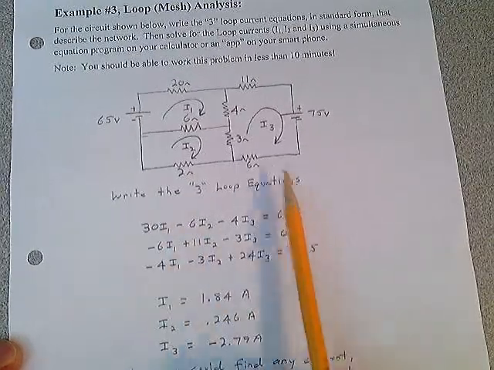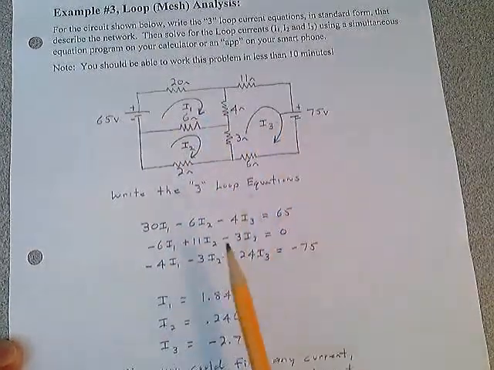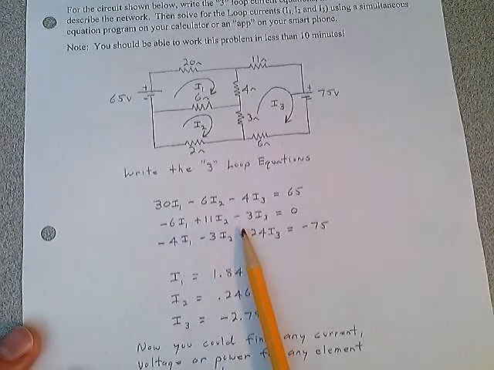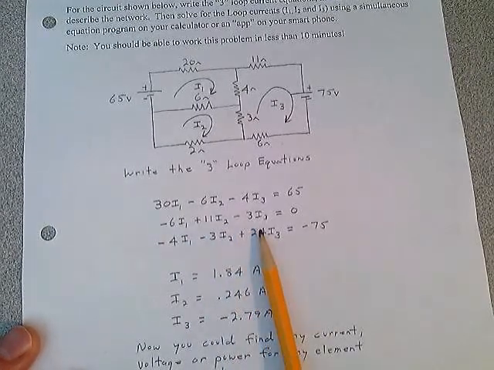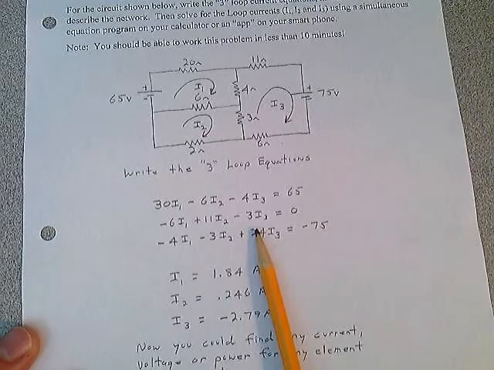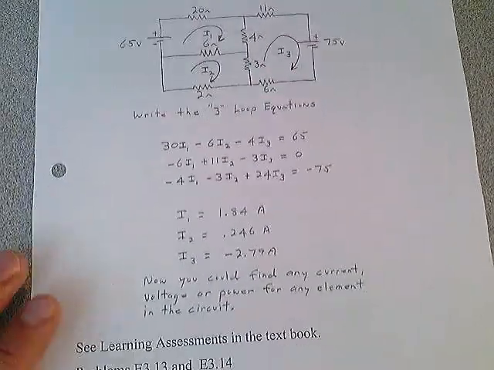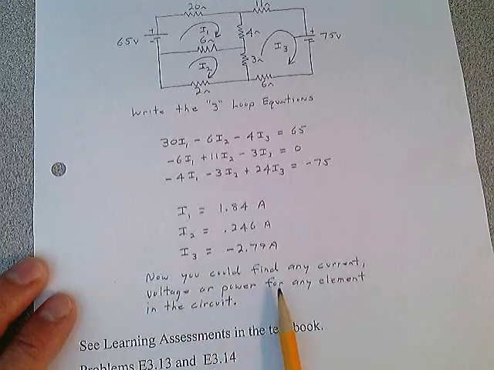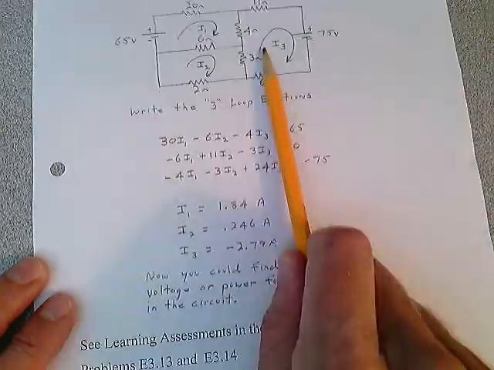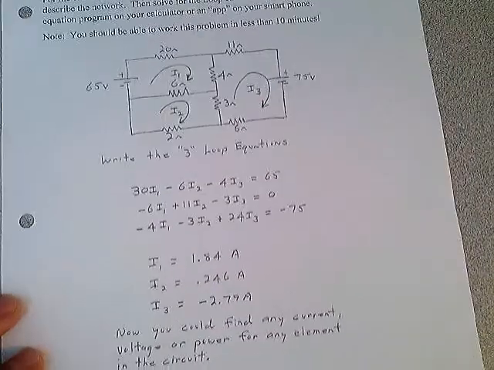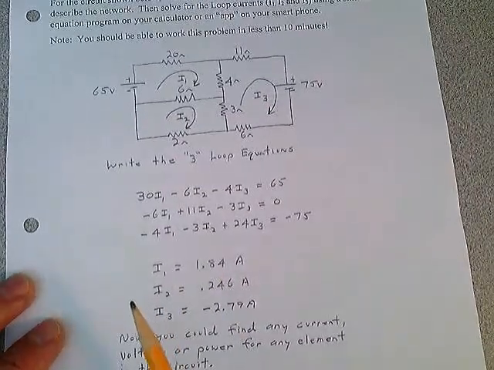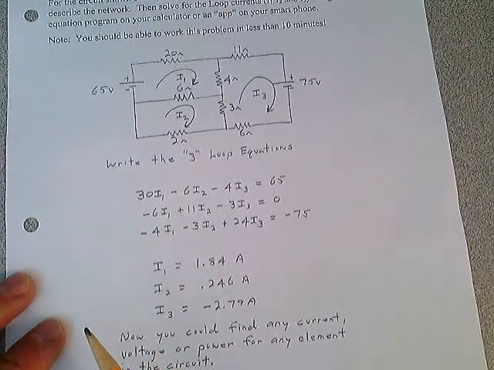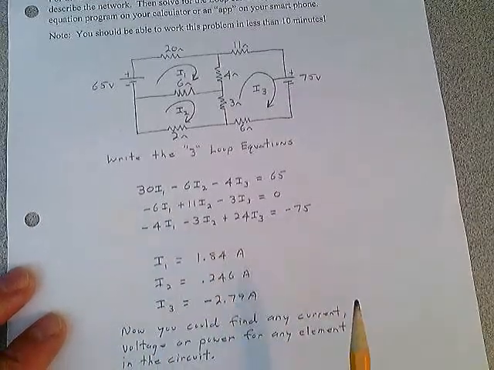Write the 3 loop equations for I1, I2, and I3. There's the 3 loop equations in standard form. Make sure you can get them using the techniques I've shown to you. I1, I2, and I3. Now you could find any current, voltage, or power for any element in that circuit. Loop analysis is very easy to do once you understand the convention here.